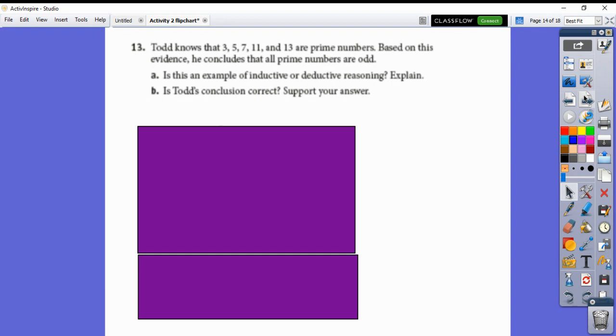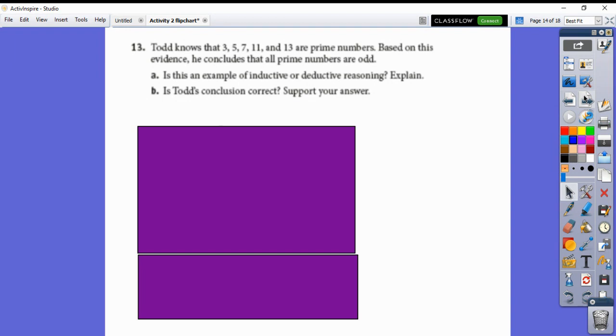This is number 13 in activity 2. This is on page 22 of the PDF. So this says Todd knows that 3, 5, 7, 11, and 13 are prime numbers. Based on this evidence, he concludes that all prime numbers are odd.